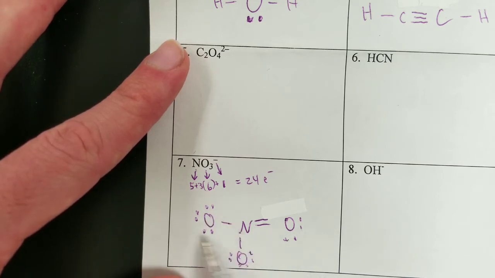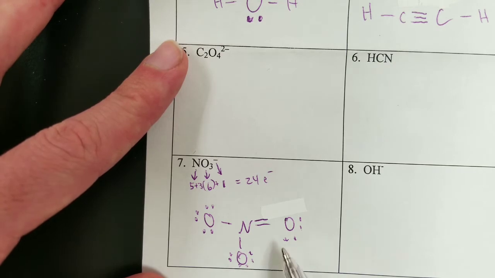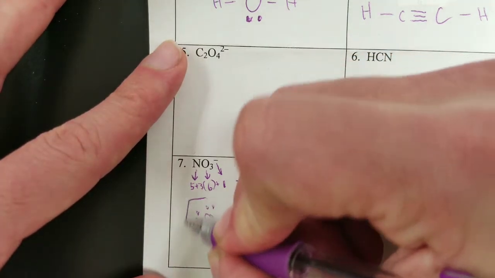And now, this has a full octet. This has a full octet, 2, 4, 6, and 8. This has a full octet, 2, 4, 6, and 8. And the nitrogen has 2, 4, 6, and 8, just as it should. Hey, this is nitrate. This works. Last step, it is a charged molecule.